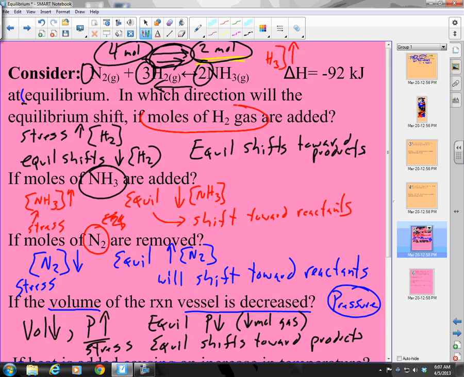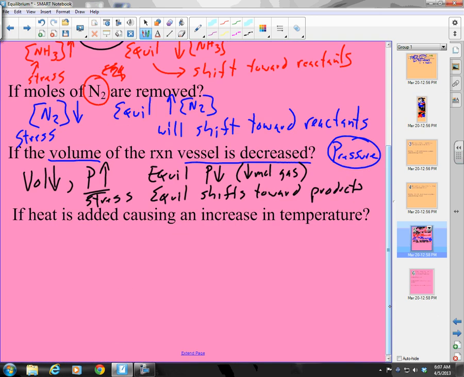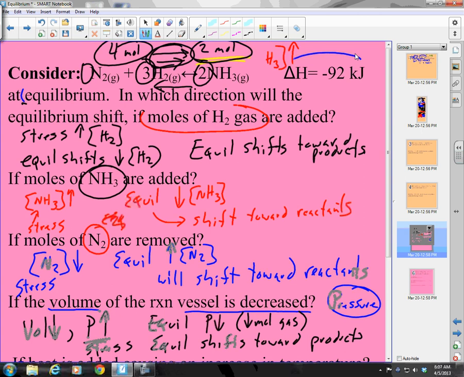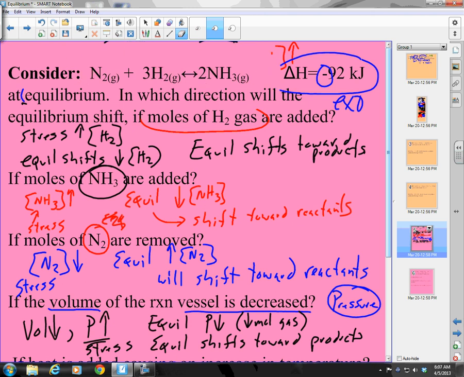Let's take a look at our question. If heat is added, well, first of all, what kind of reaction is this? Aha, my delta H is what? Negative. If delta H is negative, what did we say that is? That is exothermic. So I have an exothermic reaction. Exothermic means heat is created. It is produced. So that means heat is a product.